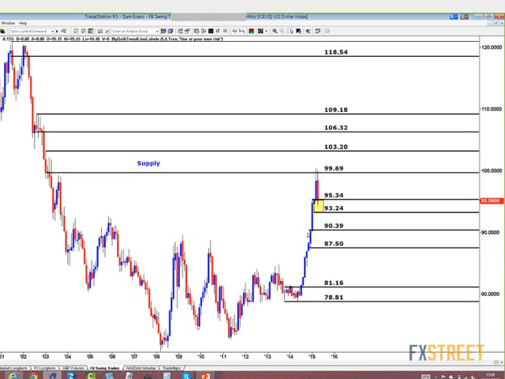So in this particular case, what I want to see is a pullback. I'd feel more comfortable that this market could continue to the upside if it did actually make a pullback. You understand? All right. So in this case, what I'm concerned about is we rallied.